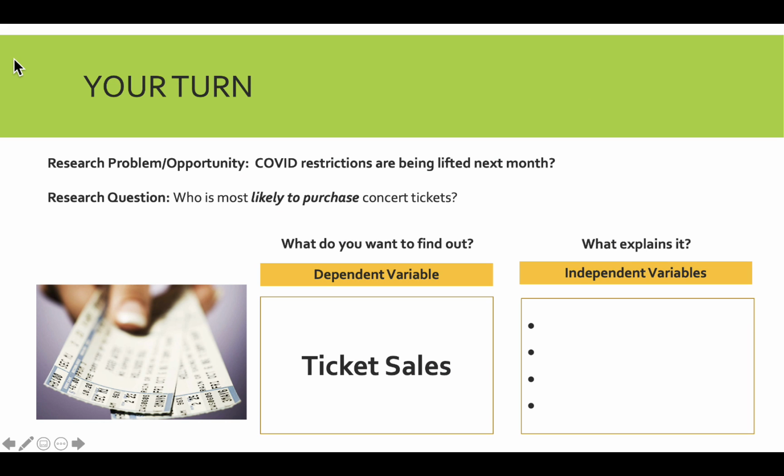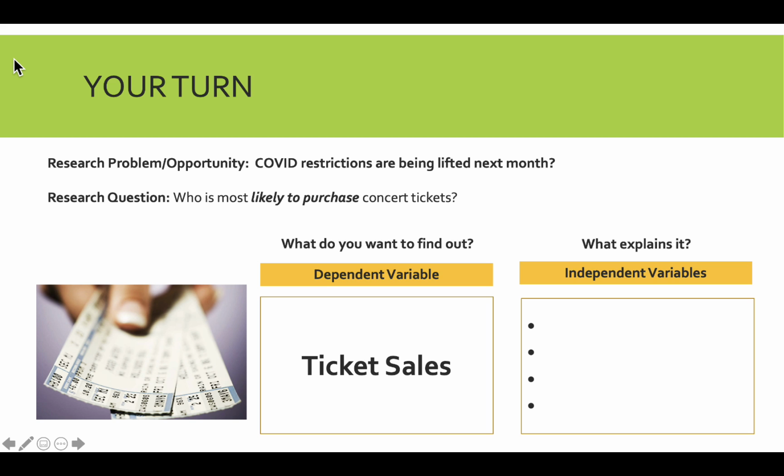Now, your research problem or opportunity is COVID restrictions are being lifted next month. That's interesting. What if my research question is, who is most likely to purchase concert tickets? All right, you like to go to the concert. And what do you want to measure? I want to measure ticket sales, right? Because all of the concerts have been shut down.